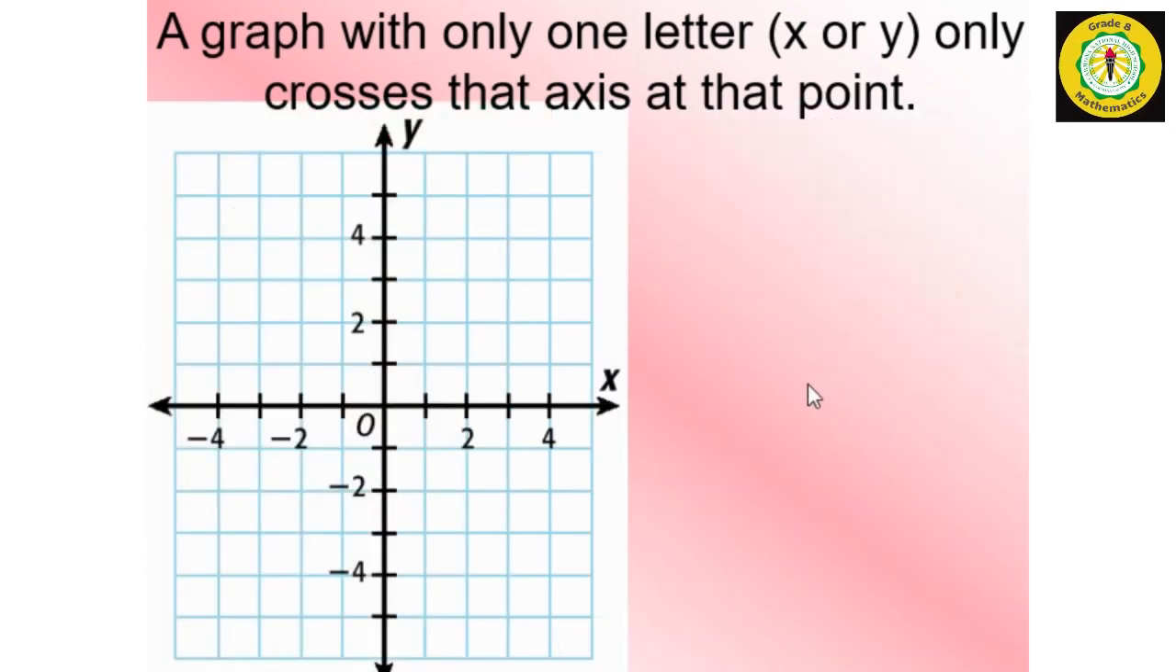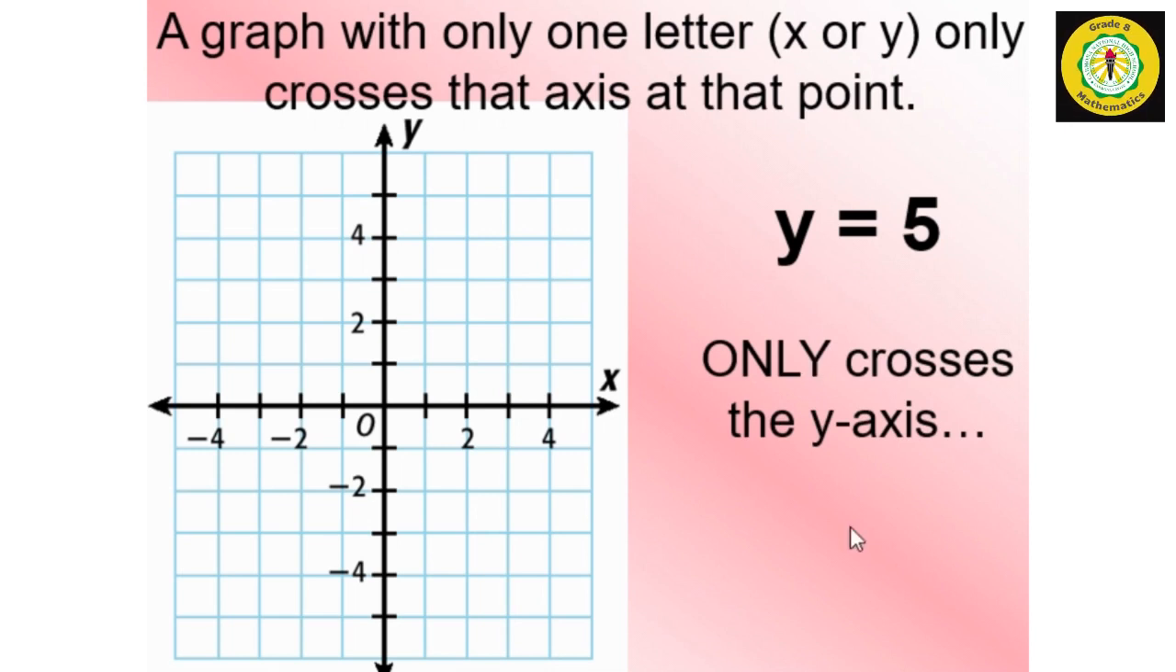Again, a graph with only one letter, x or y, only crosses that axis at that point. Example, y equals 5. So, it only crosses the y-axis at 5. So here is the point. So y equals 5.